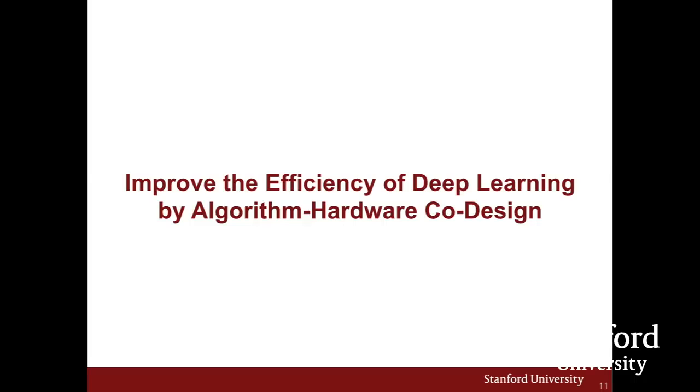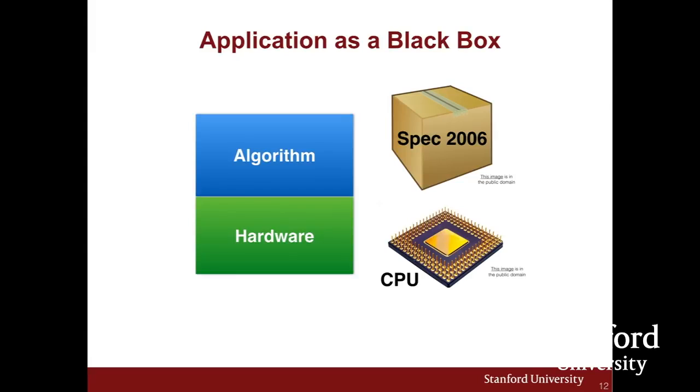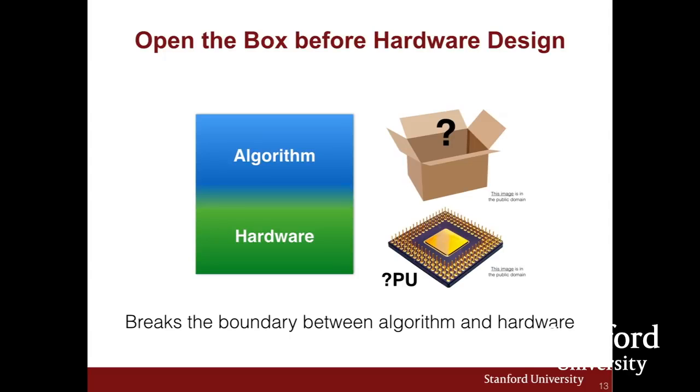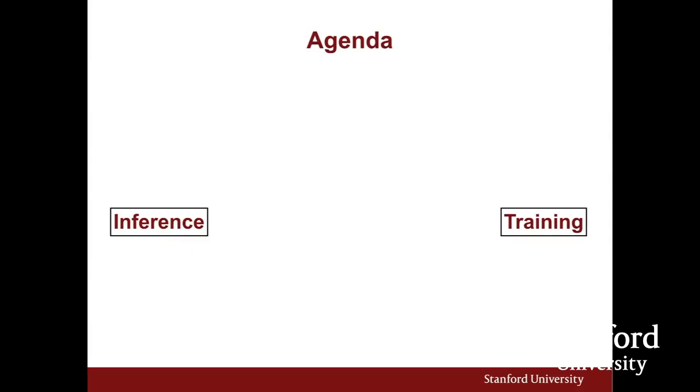We have to improve the energy efficiency by algorithm and hardware co-design. This is the previous way we designed hardware. For example, we have some benchmark, say SPEC 2006, then run those benchmarks and tune your CPU architectures for them. Now what we should do is open up the box, see what we can do from the algorithm side first, and see what the optimum processing unit is, one that breaks the boundary between algorithm and hardware to improve the overall efficiency.